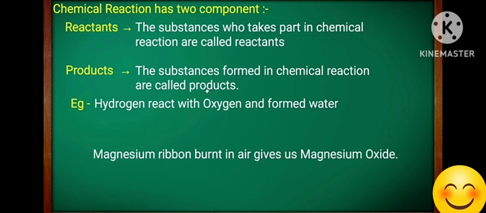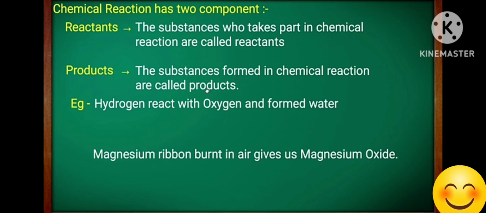Now let us know about chemical reactions and their components. It is divided into two components, reactants and products. On the left hand side, LHS, we have reactants, and on the right hand side we get the products. The substances which take part in chemical reactions are called reactants. The substances formed in chemical reactions are called products.